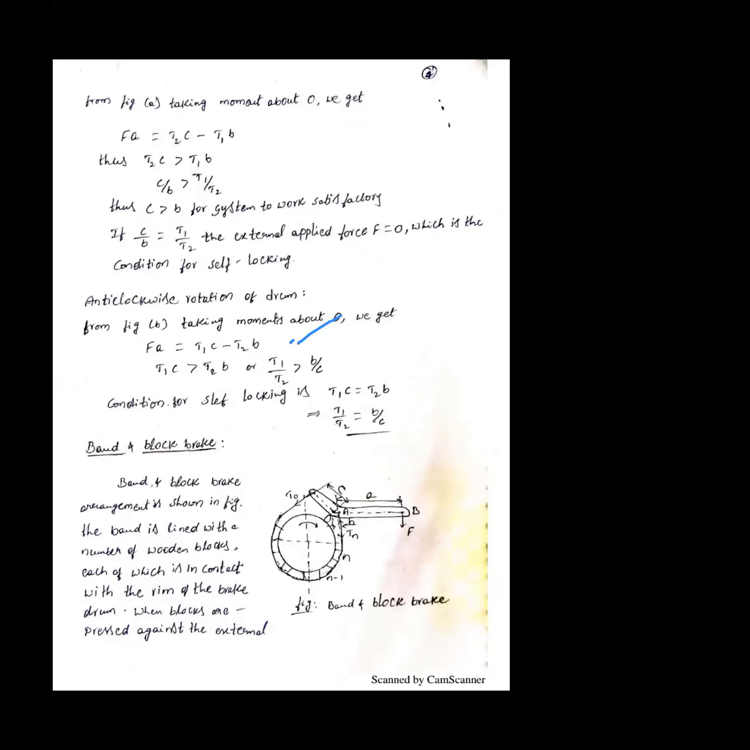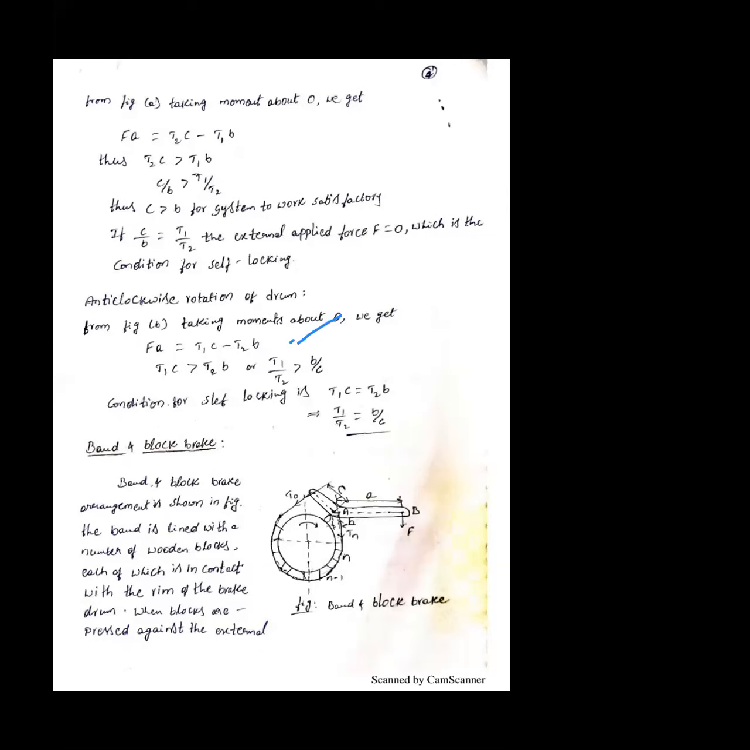And similarly, we can write here FA equals T1C minus T2B. So again, they may also say that T1C is greater than T2B, for T1 by T2 greater than B by C. So here again we may also get the condition for self-locking. When T1 by T2 equals B by C, the force is going to be 0, the applied external force value is 0. Then that condition will also be a self-locking system.